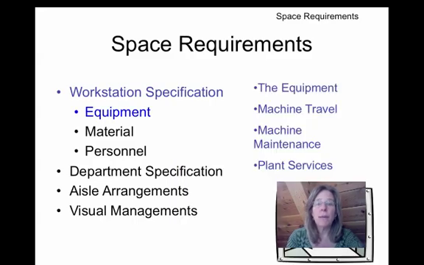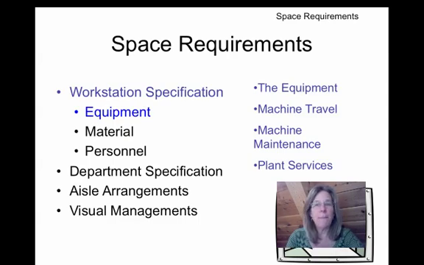Having to do with equipment, there are four things you need to look at. These are all specified in the book, this particular breakdown, but I think it's a good way to look at it in a hierarchical sense. First, the equipment itself: what footprint does the lathe machine take up? In addition, is there any kind of machine travel? Is it a robot that has a swinging arm? You need to be careful of that. So it's not just the footprint, but the travel associated with it.